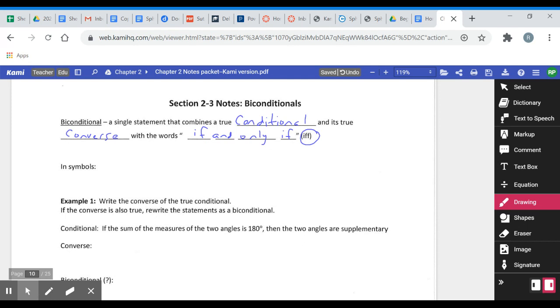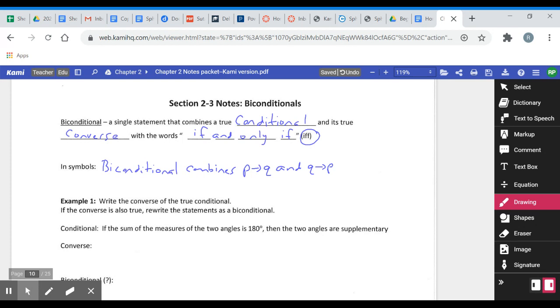Okay, in symbols, a biconditional combines our original conditional, like we talked about in Section 2.2, if P, then Q, where again, P is representing our hypothesis and Q is representing our conclusion. And that arrow means it's an if-then statement. And our converse, which we talked about in Section 2.2, that we write if Q, then P. We've switched the hypothesis and conclusion around. It's still an if-then statement.